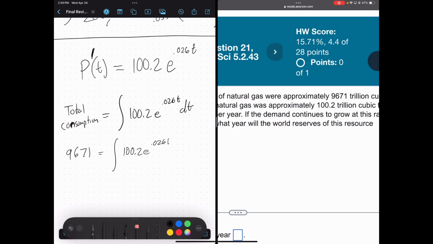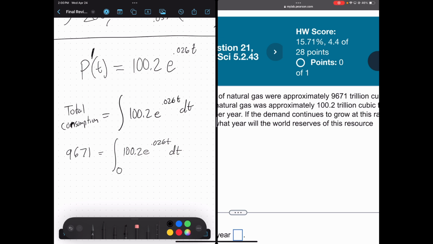Are we okay with that? Do we see why we would want to do that? Because we want to look at how many years it's going to take for my total consumption, my total change, to end up equaling the current reserves. Okay. What are my bounds? What's my lower bound? Let's start with that one. My lower bound is just 0.